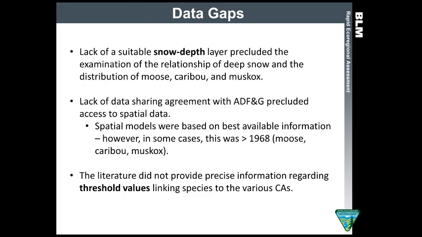I don't have time for this, so I'm just going to go back to the data gaps. These are the same data gaps that I showed you yesterday. But again, to drive home that snow depth would have been very valuable for our analysis, and was simply lacking. Spatial radio collar data for a lot of these animals would have been great to get our hands on as well, but that was lacking for this REA, and the literature just did not provide precise enough information regarding some of those threshold values to make linkages between the various CEs and the CAs.